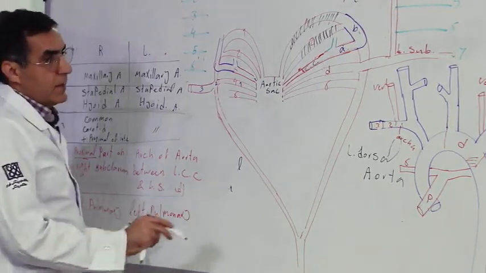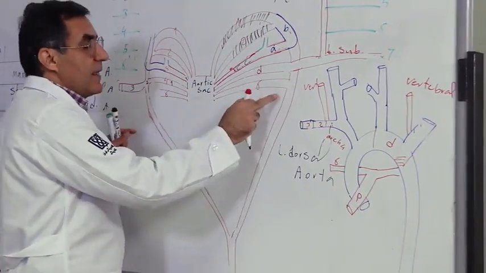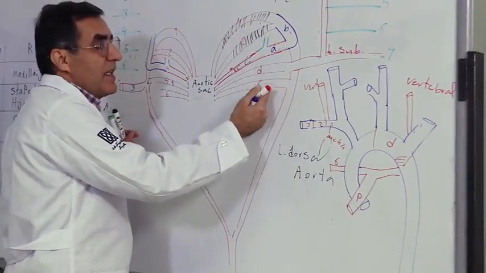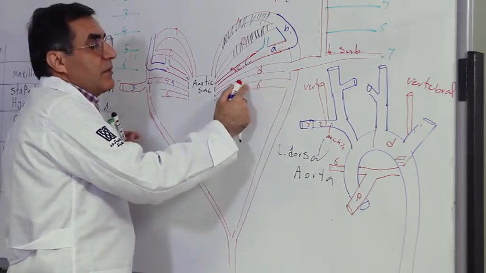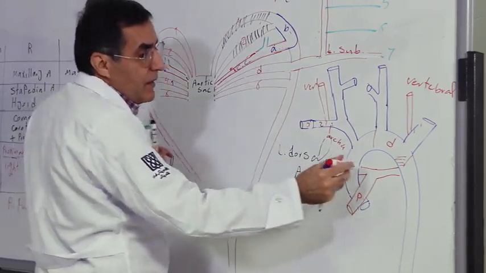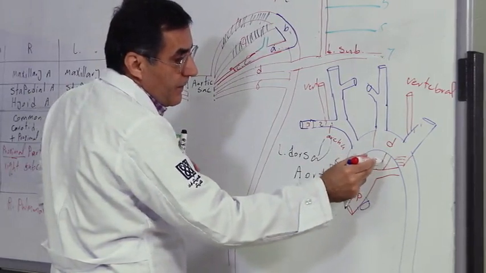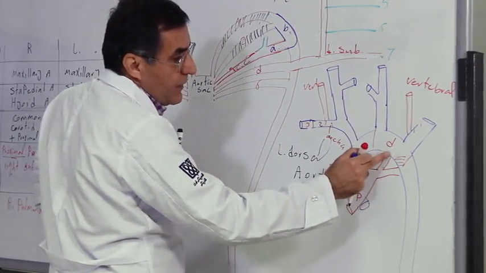Plus, what does it mean? It means that on the left side, the distal part is not degenerated, and we have a communication between the sixth arc and the aorta. This one, we have a communication.